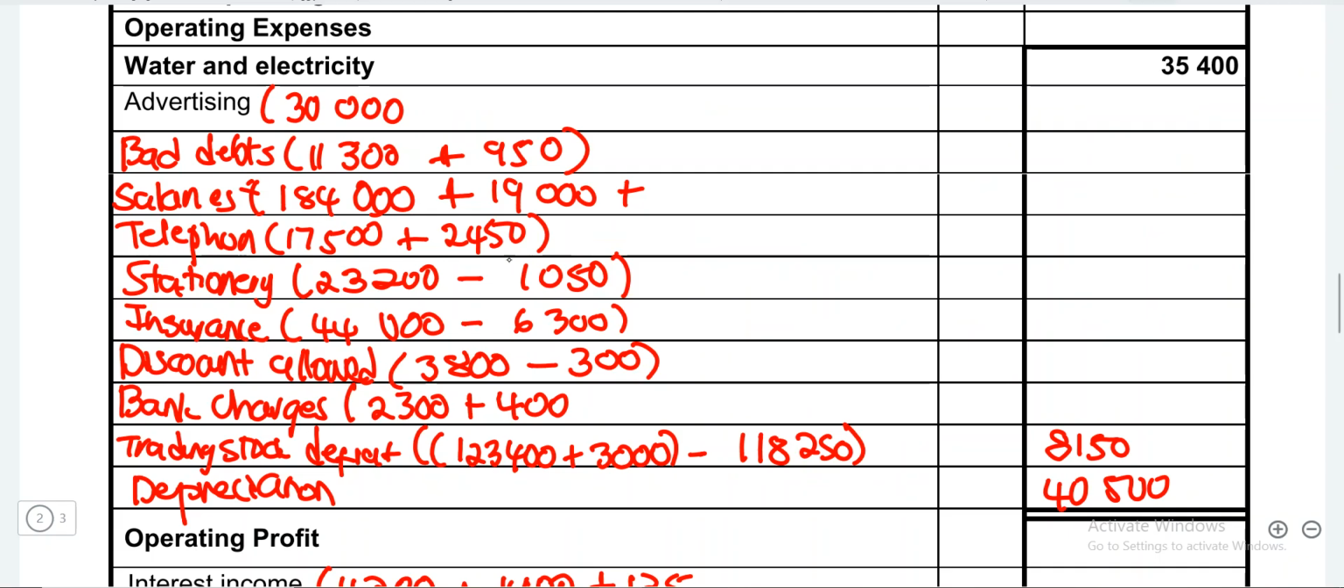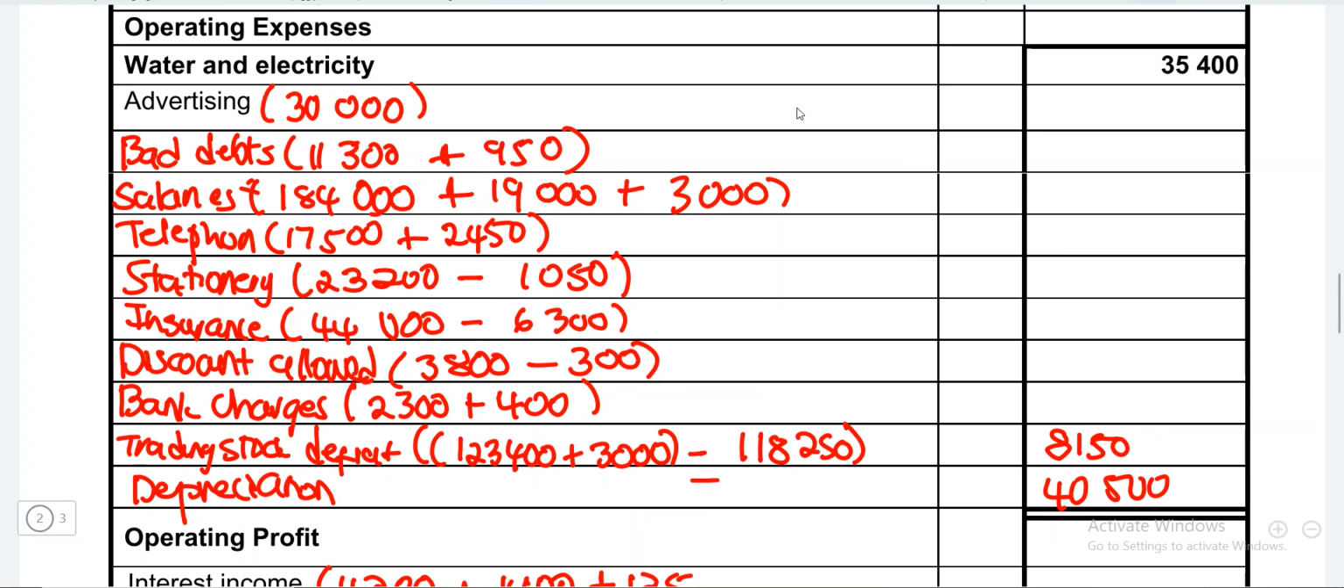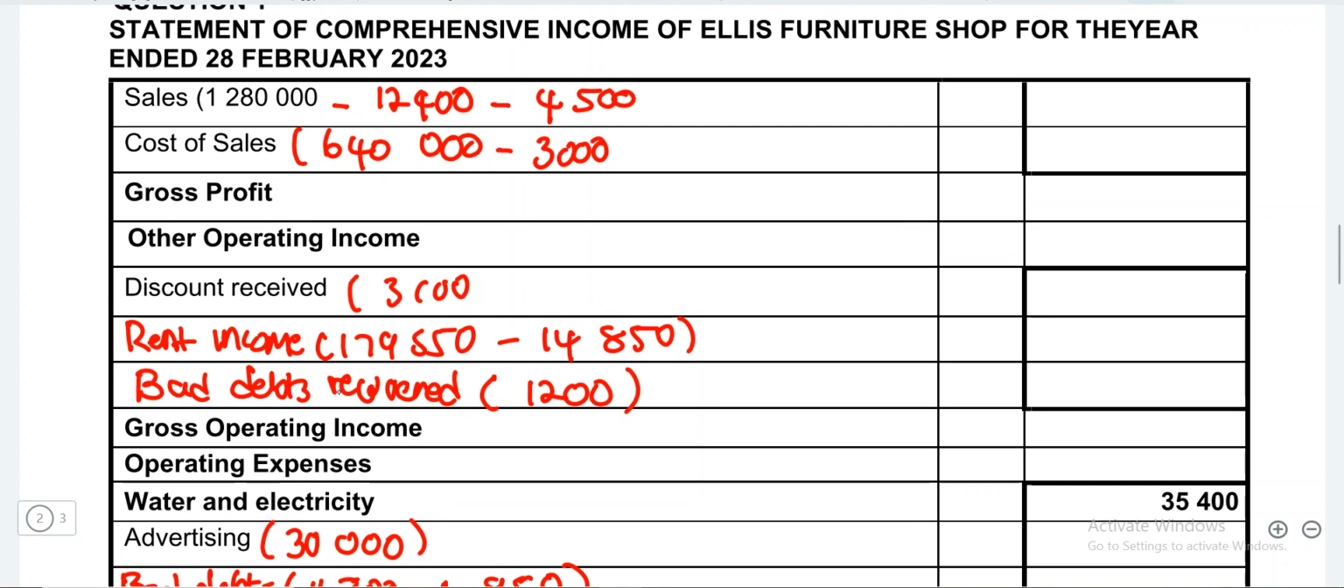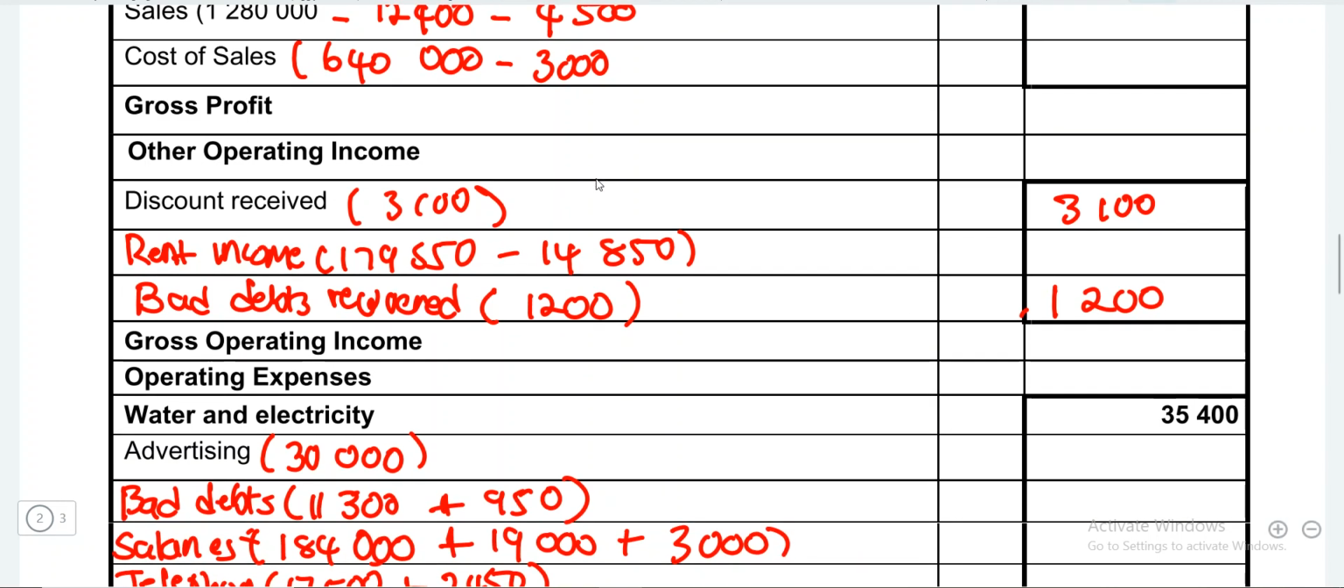The contributions are 3,000, so that 3,000 will come here, and then from there we are done with all our adjustments. We just have to close off the information and then balance. Okay, so let's see, the ones that did not change, I'll write them as they are. Discount received remains 3,100. Bad debts recovered remains 1,200. And then when we look at our information for advertising, it did not change, so we'd have that 30,000.